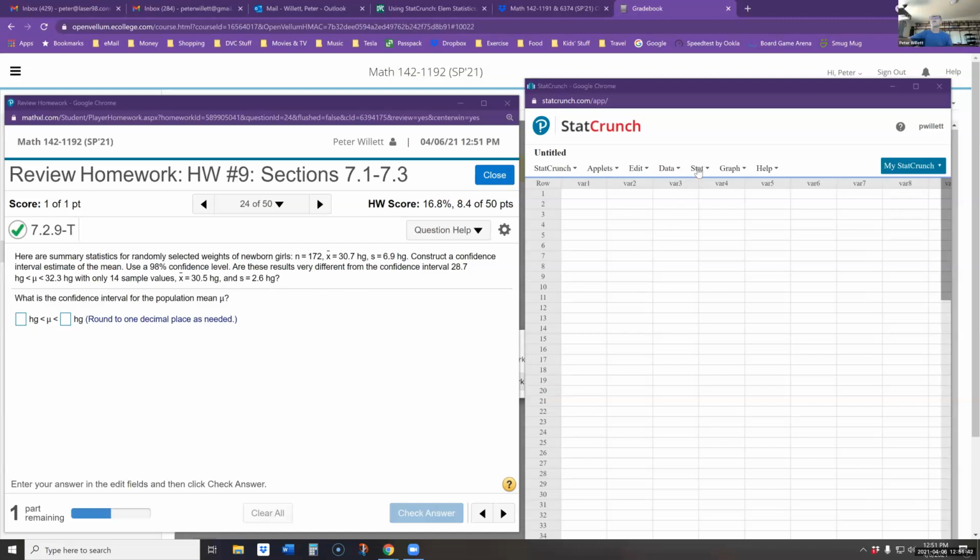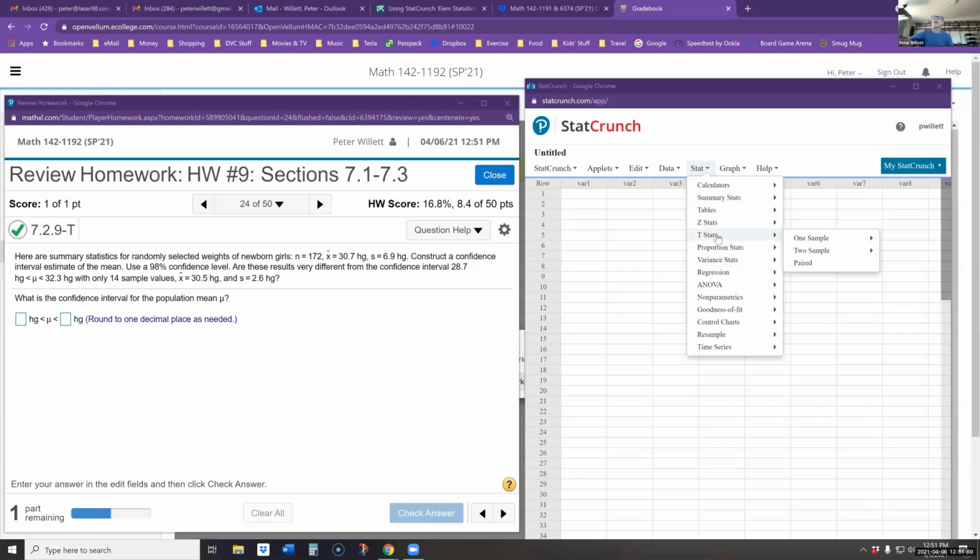I've got StatCrunch here. If I go to stat, we don't want a proportion stat. We don't want a variance stat. We want either a Z or T stat. And again, the reminder is that a Z stat is used if you, for some reason, know or have an assumption for what the standard deviation of the population is, which in the real world usually doesn't happen, but some problems will give you that.